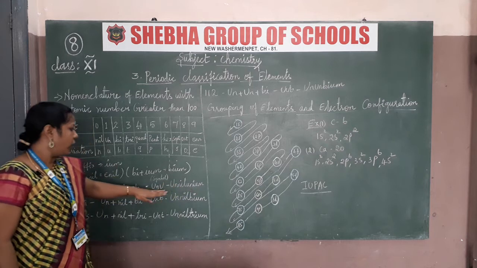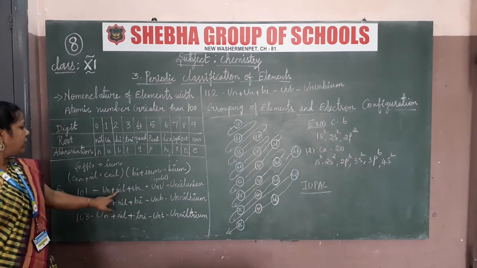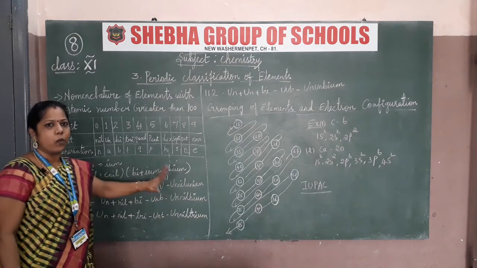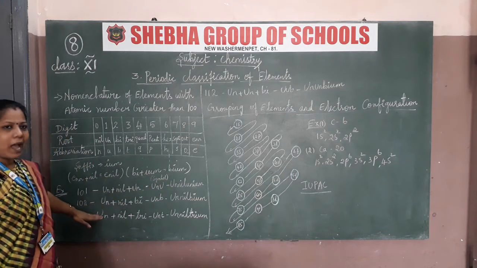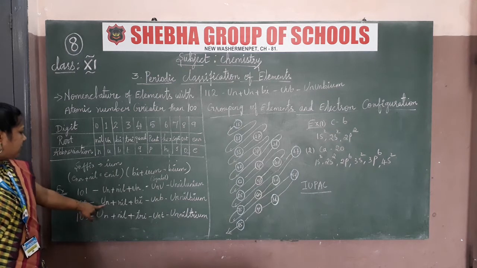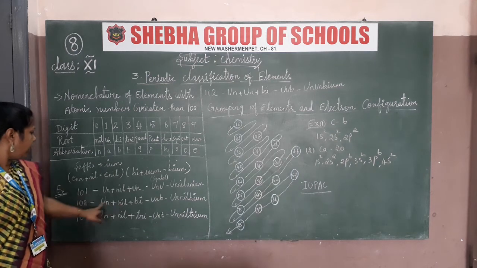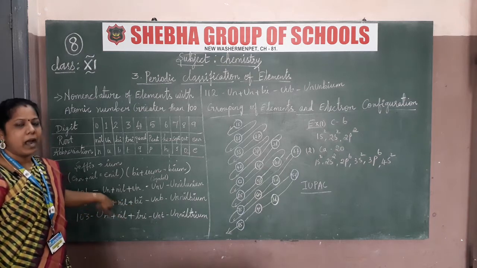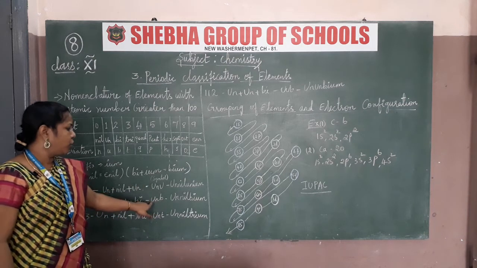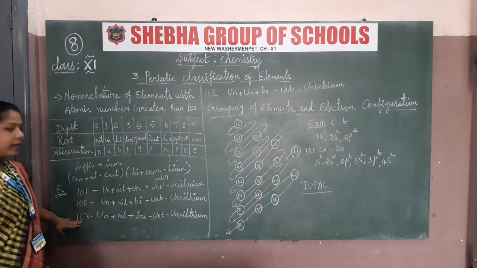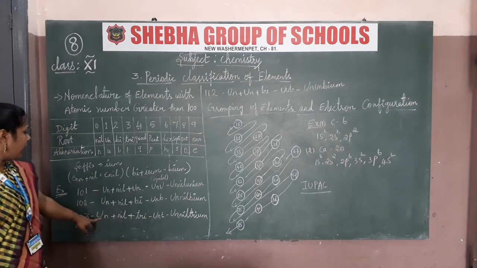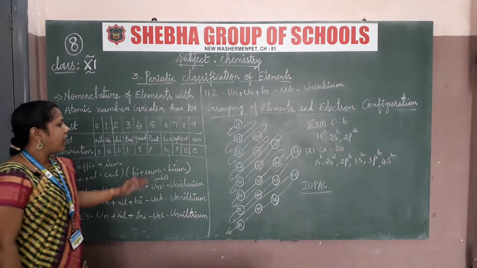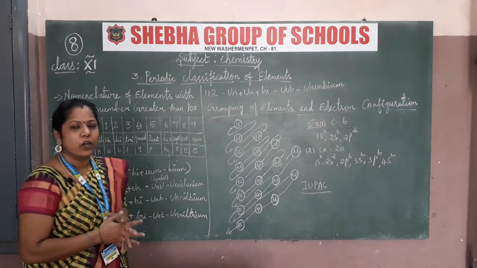Are you clear? I am going to explain again. Un-nil-un-ium, un-nil-un-ium. That is the name for 101. Then go to another one, 102. 1 means un, 0 means nil, 2 means bi: un-nil-bium. The symbol is UNB. Then 103: un-nil-trium. Likewise, you can frame the temporary name.